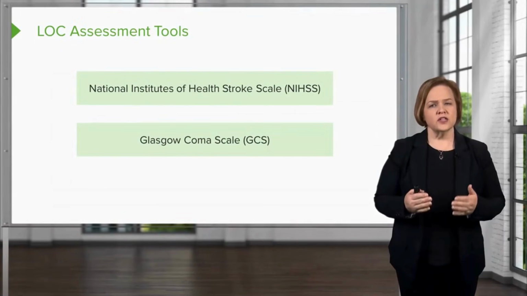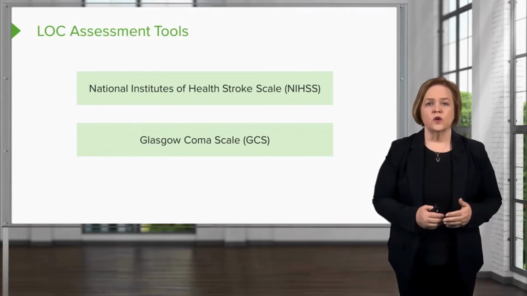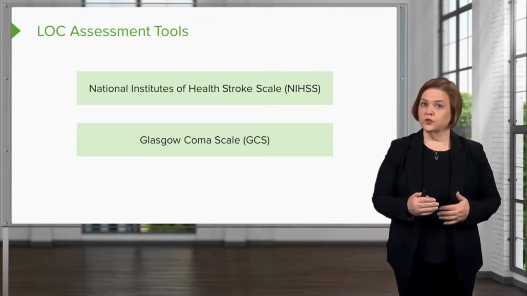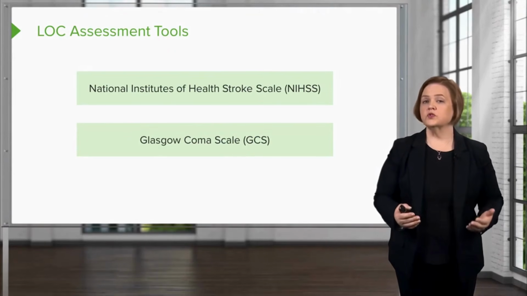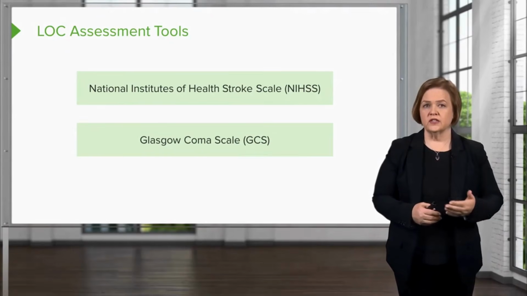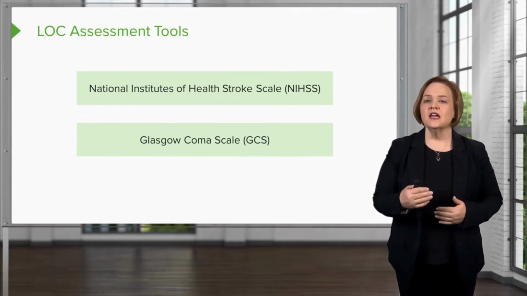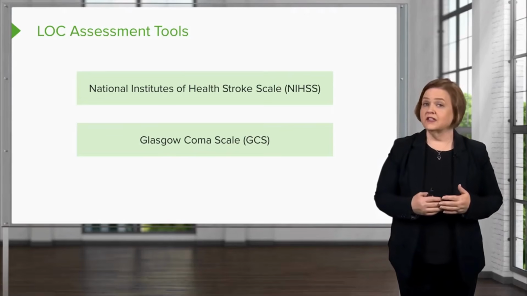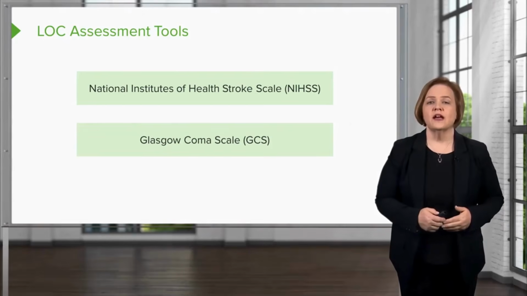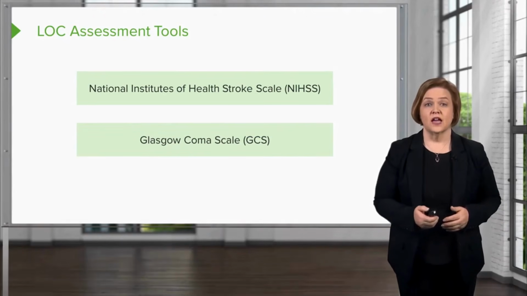Now, there's some standardized tools that we use in nursing. One is the National Institute of Health Stroke Scale. That's if we're trying to see what's going on with a possible stroke patient. Also, you'll see the Glasgow Coma Scale, or GCS. So you've got the NIHSS, and a lot of times we will just abbreviate it to that, but now you know that's what it means, or the Glasgow Coma Scale, GCS.